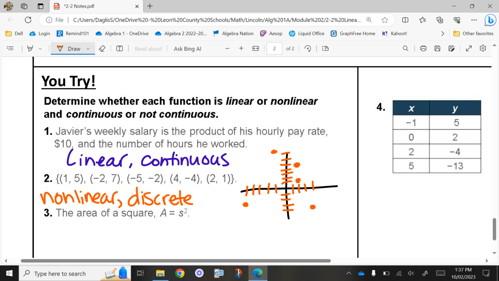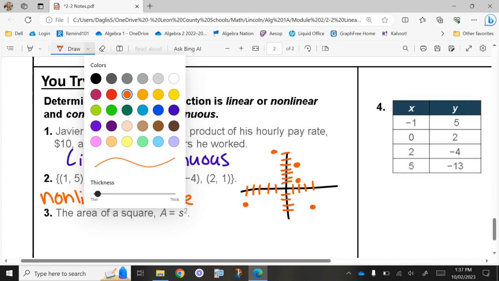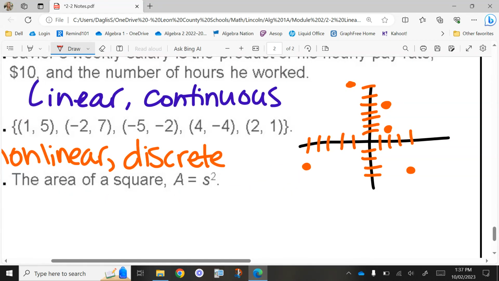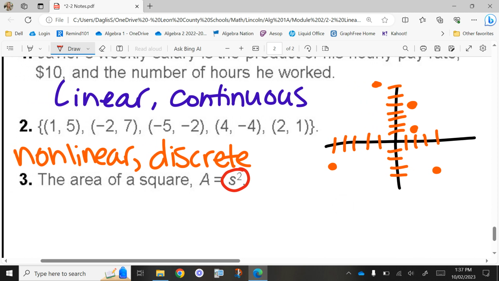All right, the area of a square, which is A equals s squared. So now we're looking at the function. Is s squared the equation of a line? No, because of the power of 2, right? That's bad. I can't have an exponent of 2. So because of this, that makes it nonlinear. Is it continuous or not? It is continuous. Okay.